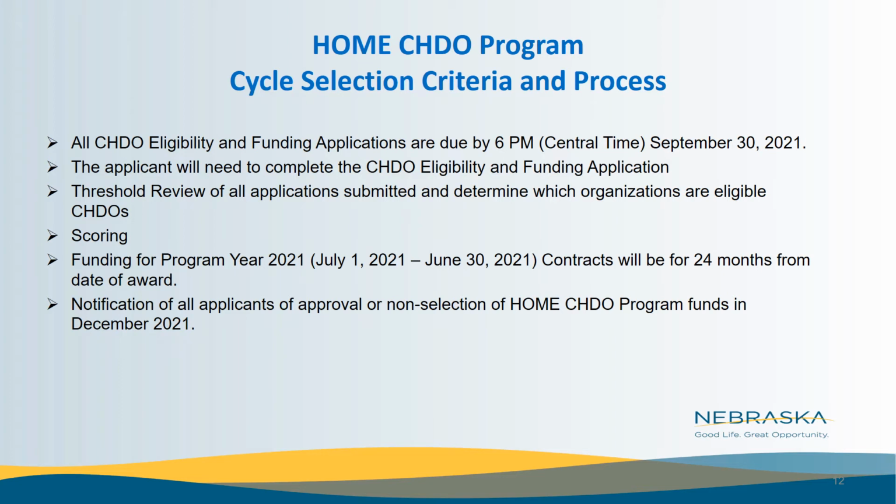If eligible for total status, the applicant will be scored within the total program cycle with other eligible applications for home total program funds in the program year of 2021. DED intends to notify all applicants of approval or non-selection of the home total program funds in December of 2021.